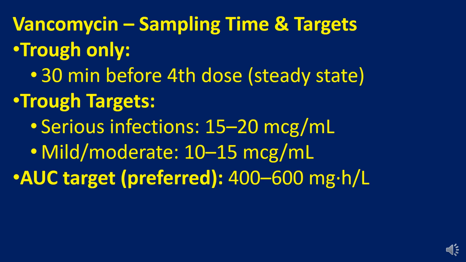Remember to target an AUC to MIC ratio of 400 to 600, assuming MIC is equal to 1 microgram per milliliter. It requires 2 timed vancomycin levels, peak and trough, and software or a calculator to estimate AUC.